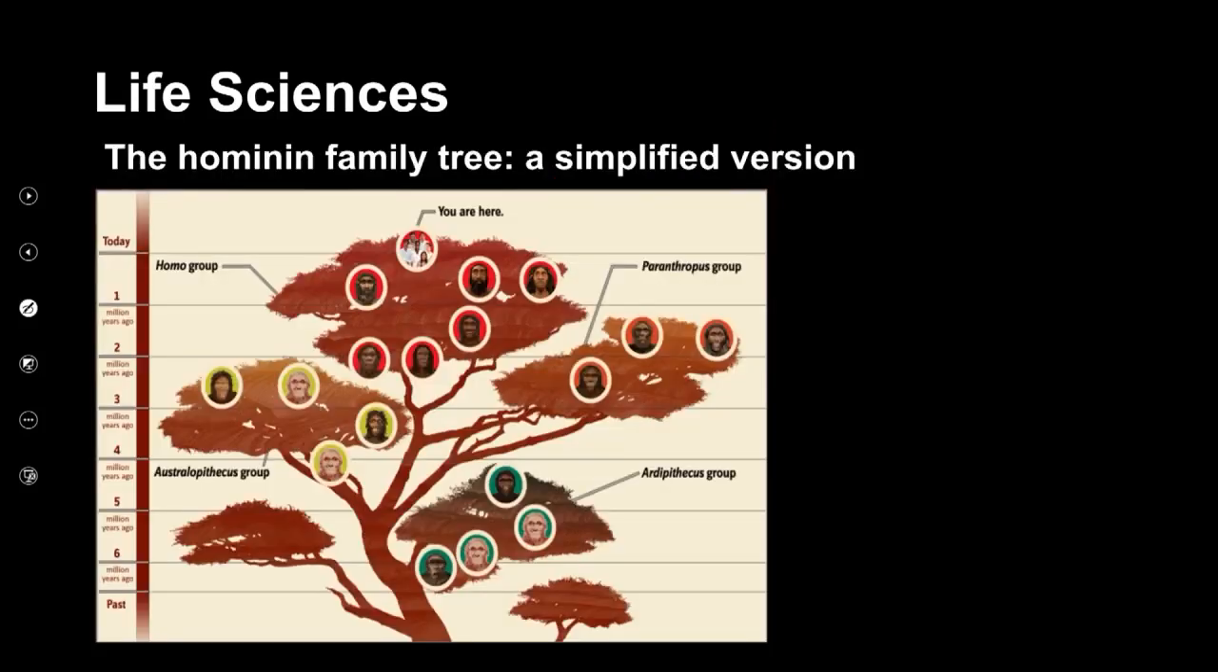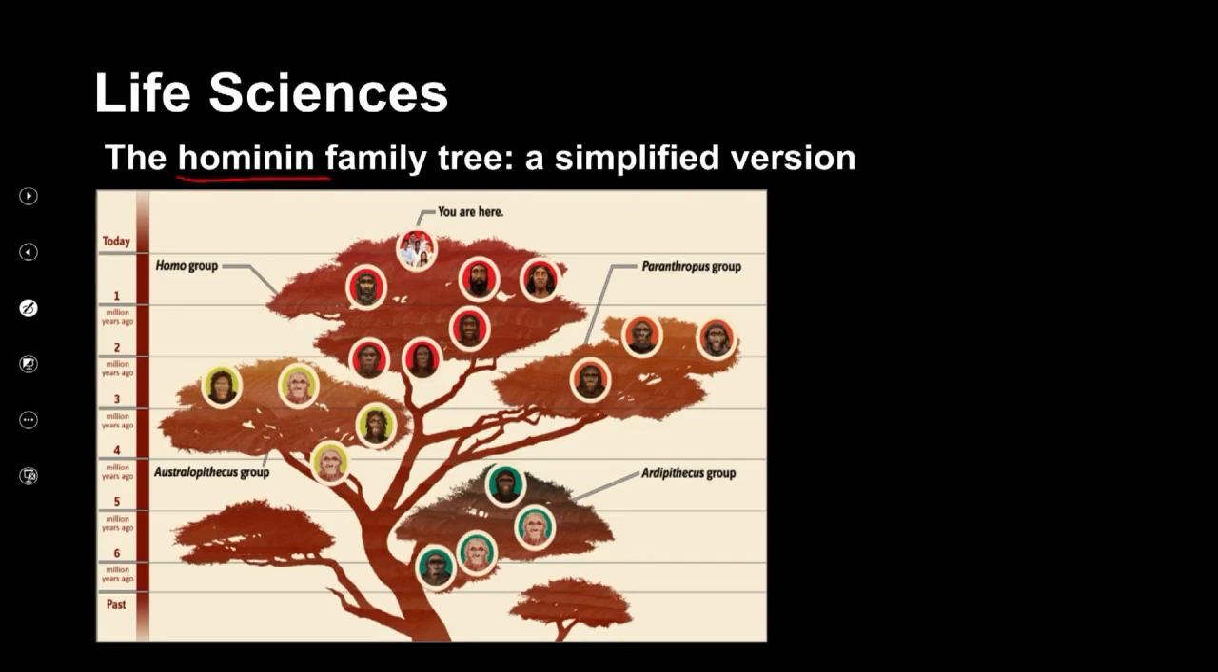Okay. So here we can have a look at the hominin. This is specifically because we said that hominins are just humans. There are no apes here. And if we have a look, this is the hominin family tree. It's a very simple version.